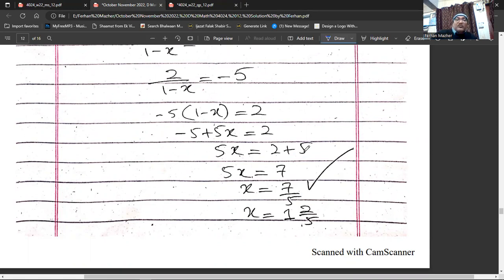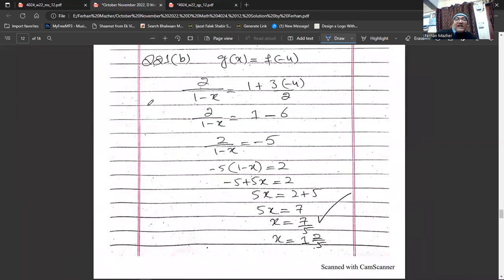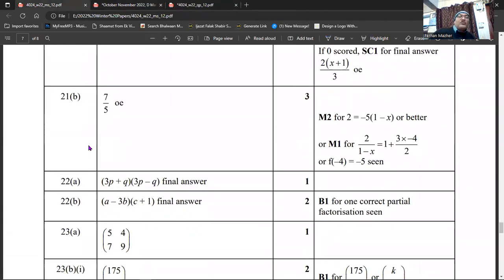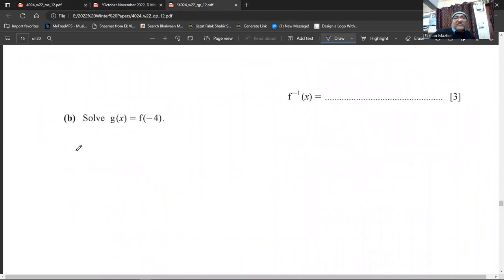So 5x is equal to 2 plus 5, and 5x is equal to 7. x is equal to 7 by 5, so x will be equal to 1 whole 2 by 5. 1 whole 2 by 5 is 7 by 5. Our answer is right: 7 by 5 or 1 whole 2 by 5. So this is question number 21, B part.